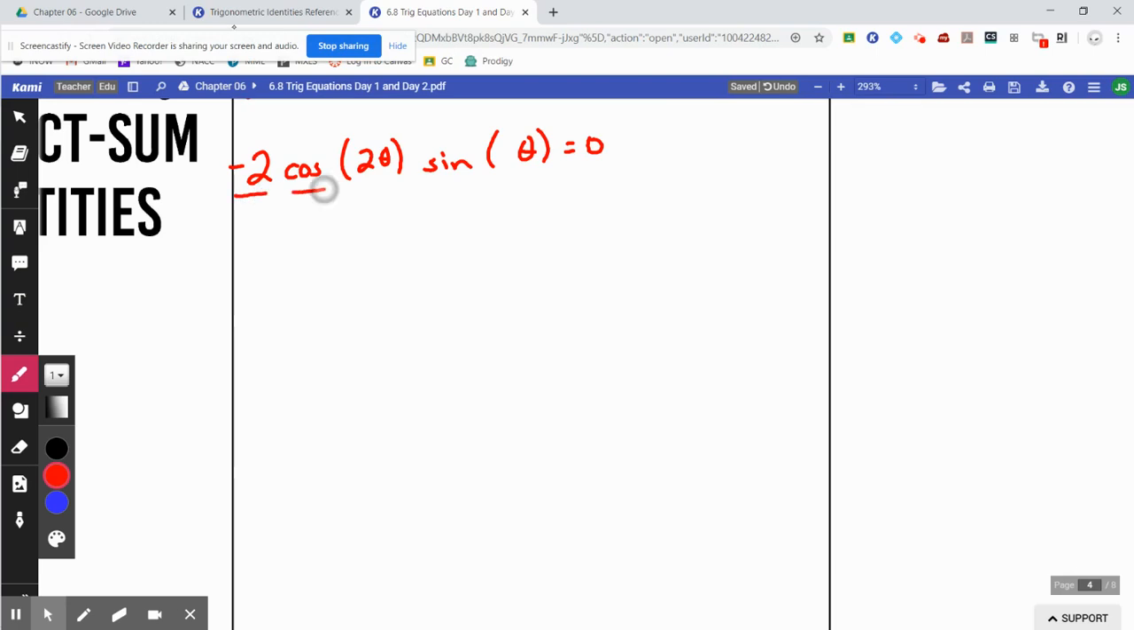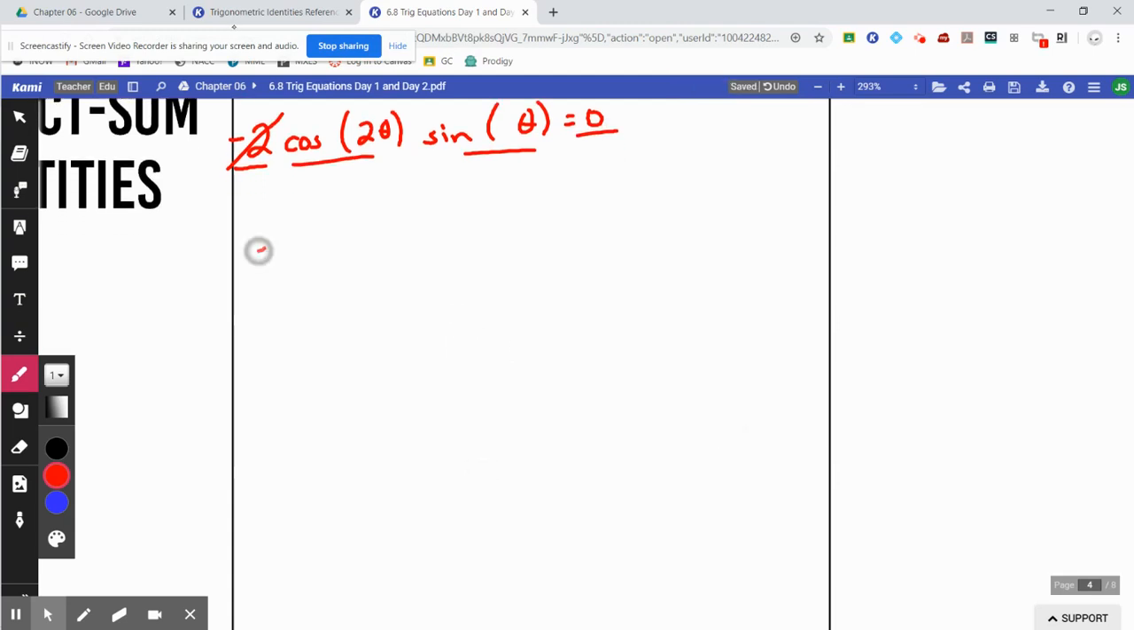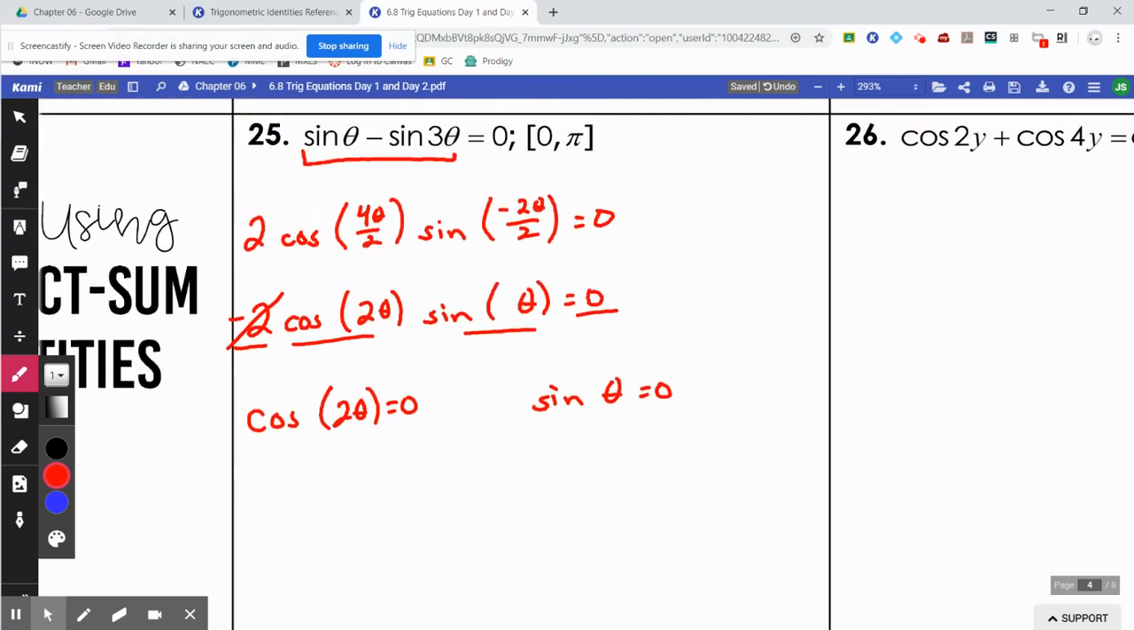All of these 3 things multiply to give you 0, so let's set them each equal to 0. You can divide by negative 2 on the other side, and that would go to 0 anyway. So we now have either the cosine of 2 theta is equal to 0, or the sine of theta is equal to 0. So we're looking for everywhere between 0 and 180, or 0 to pi.